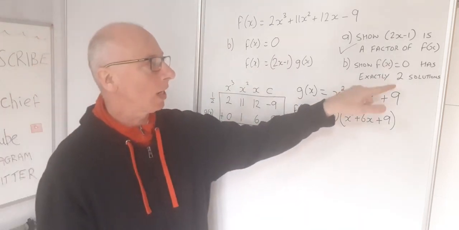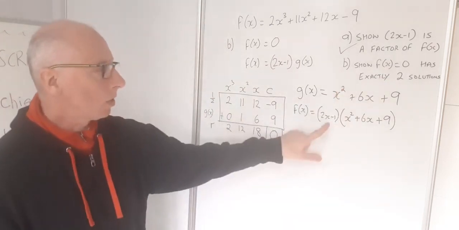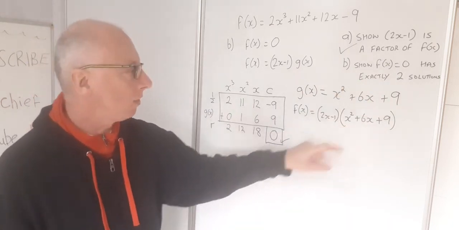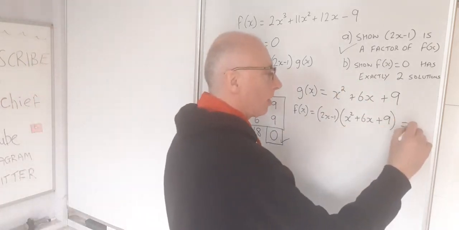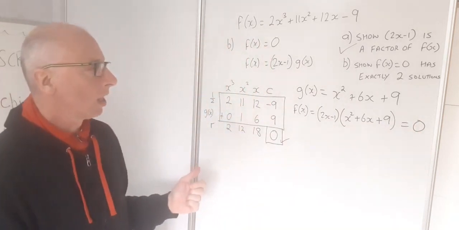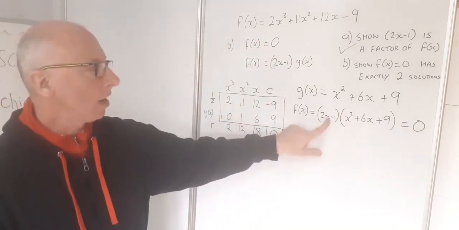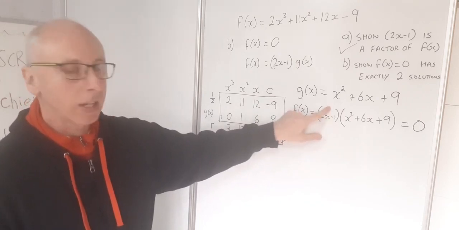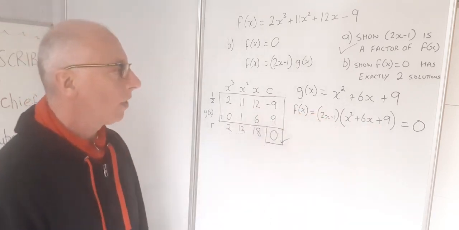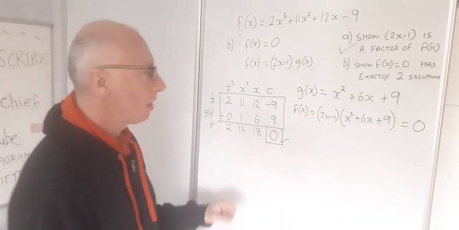Now we still haven't shown that it's got exactly 2 solutions. We know this one gives us a half, but now we need to see what this one gives us. So if we set this to be equal to 0, that will show us our solutions. So if we set that to 0, we can ignore that for the moment. We've got that sorted. Now we need to try and factor out or solve this one, x squared plus 6x plus 9 equals 0.